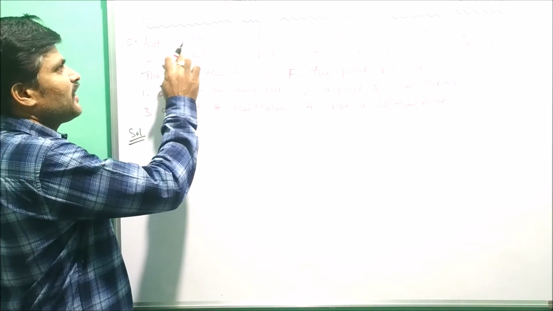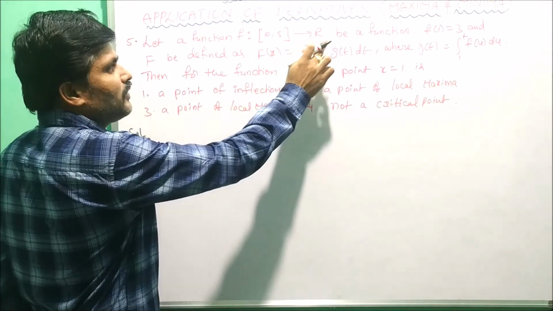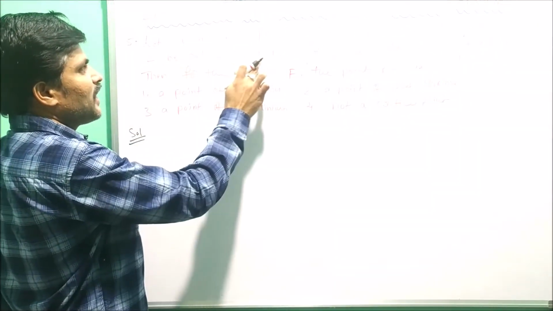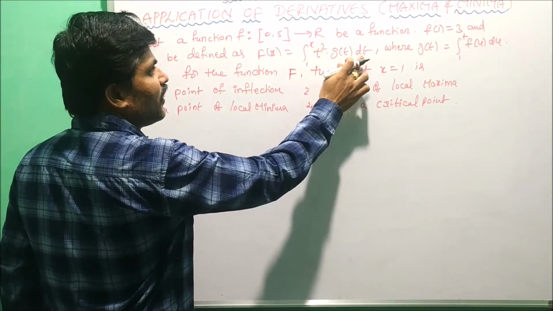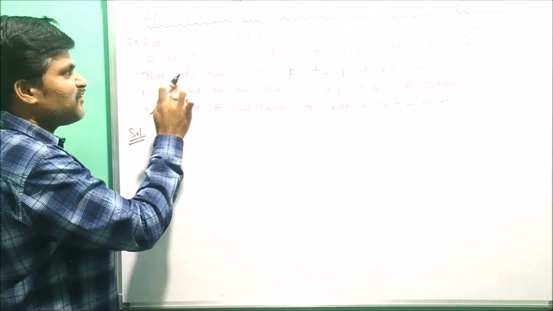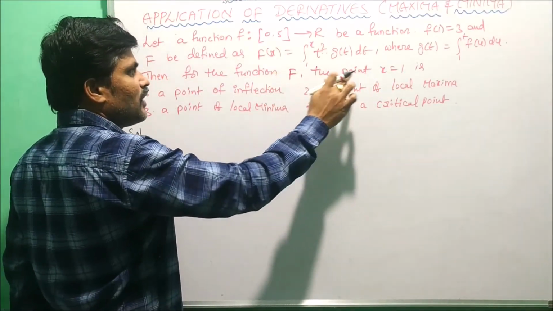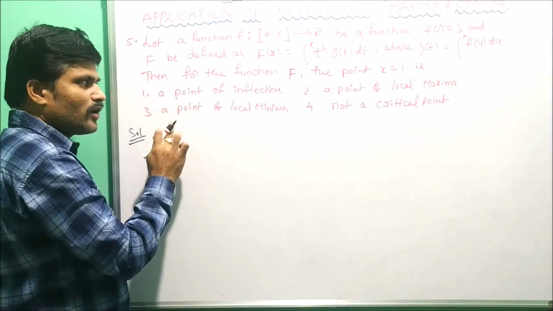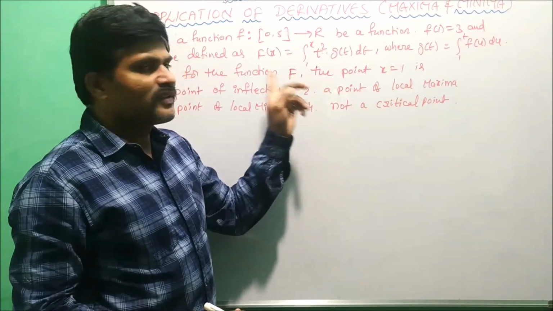Now the fifth one is: let a function f be a mapping from the closed interval 0 to 5 to the real number set R. f of 1 equals 3, and capital F is defined as capital F of x equals integral 1 to x t square into g of t dt, where g of t equals integral 1 to t f of u du. Then for the function capital F, the point x equals 1 is a point of inflection, or point of local maxima, or point of local minima, or x equal to 1 is not a critical point of the function capital F.